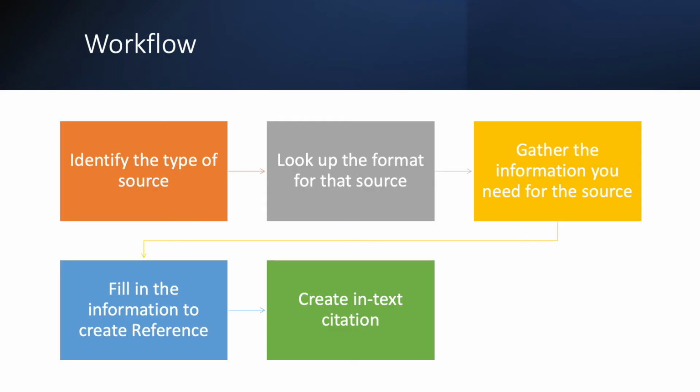A quick example of the kind of workflow that you'll tend to follow as you collect information and cite it is that first you're going to identify the type of source, whether that's article, book, video, etc. You'll look up the format for that source. You don't need to know the format for every kind of source right off the top of your head. You'll take note as you look at that format of what information you're going to need in order to properly cite that source, and then gather the information you need in order to do that citation.